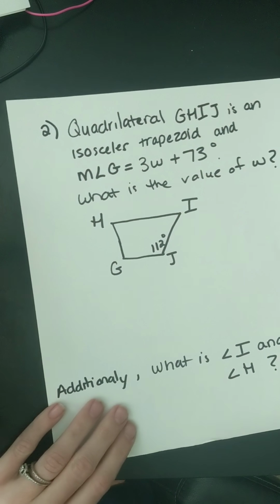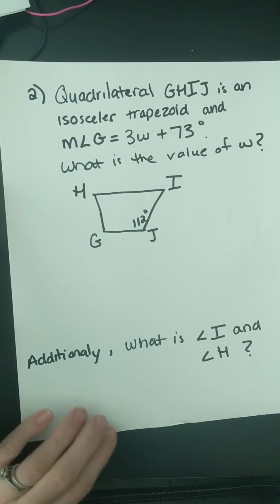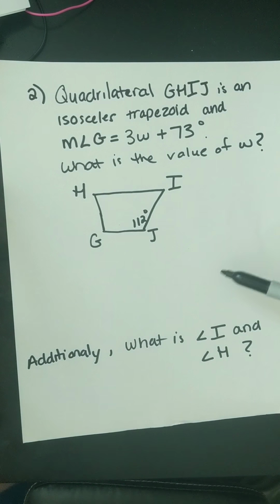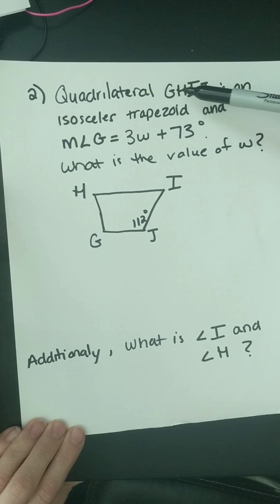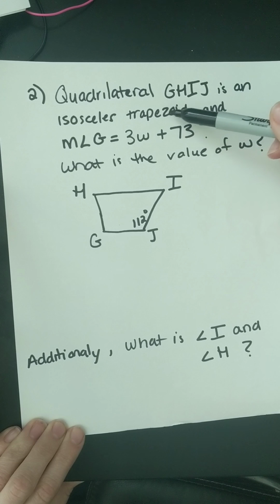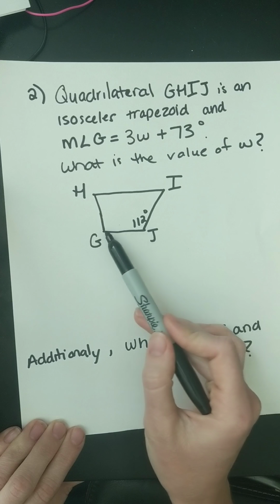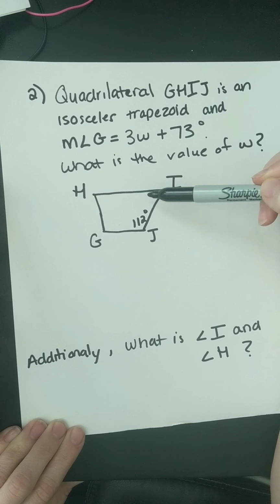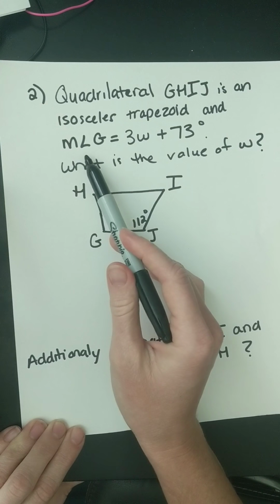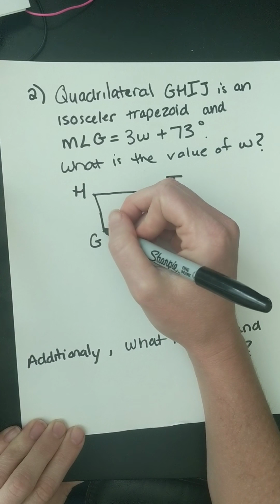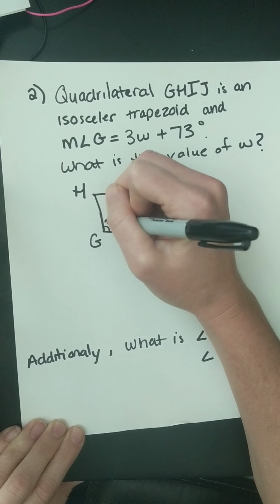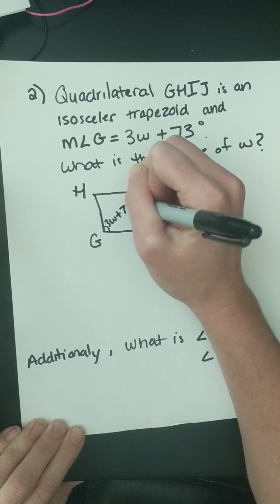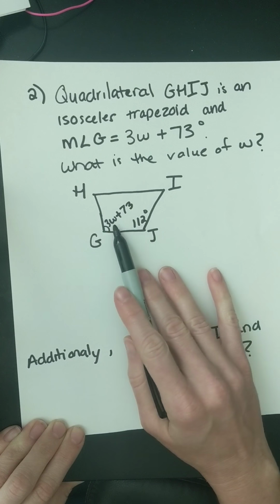All right, we are moving on to number 2, second problem. So in this problem, you're dealing with angles now. So quadrilateral GHIJ is an isosceles trapezoid. So when we see isosceles trapezoid, we know these 2 base angles are the same value. So this says angle G, so this one right here, is 3W plus 73. What is the value of W?